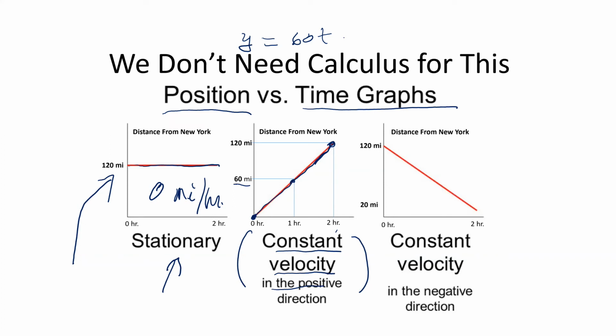If you're going away from New York, your graph might look like this. Your distance from New York would be decreasing as you left, going at a constant velocity in the negative direction. So if you always go at the same speed, you don't need calculus.